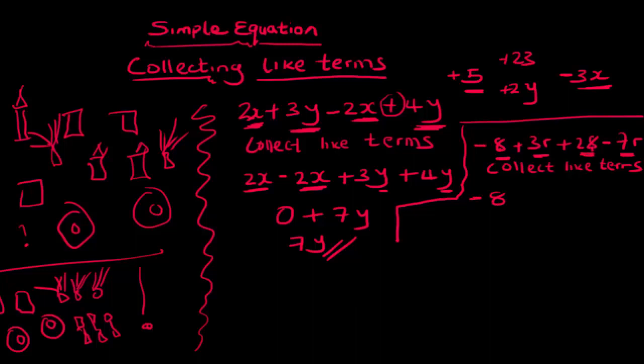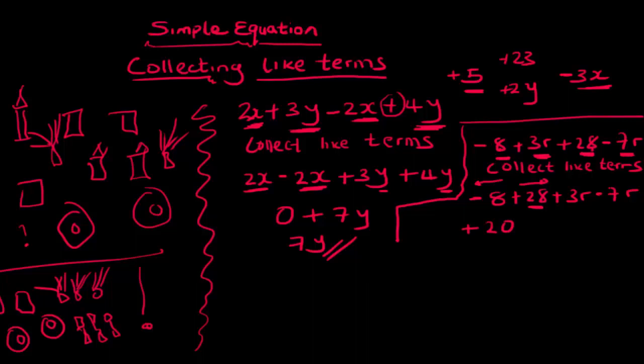Now what's the sign of 28? What is in front of it? Plus 28. What's the sign of 3r? Plus, so I put plus 3r. What's the sign of 7r? Minus, so I put minus 7r. Perfect. Minus 8 plus 28. Now remember, plus is moving to the right, minus is moving to the left. Plus is bigger, so the sign will be plus. Now, since they are moving in different directions, 28 minus 8, I have 20.